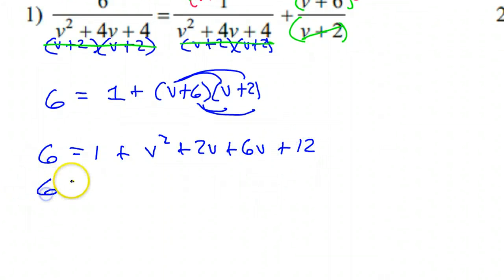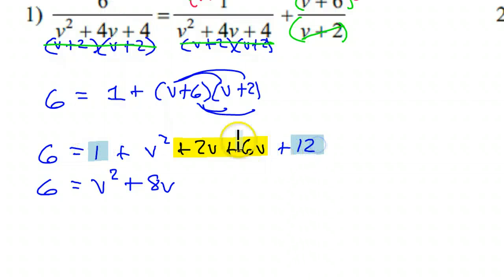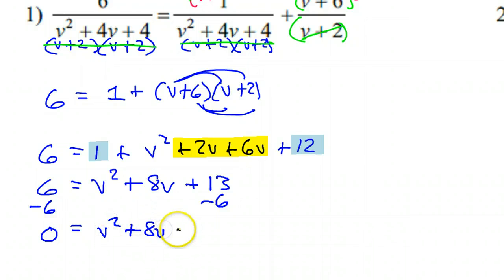So that's going to give me 6 equals. Combining like terms, I've got v squared. I've got like terms right here, so that's going to make 8v. I've also got like terms: 1 and 12 are like terms, so that's going to make plus 13. I need to get 0 on one side, so let's subtract 6. That'll give me 0 is equal to v squared plus 8v plus 7.